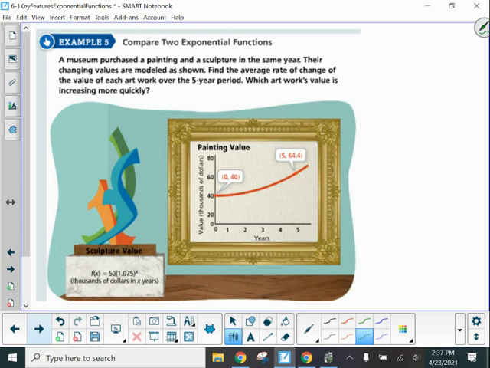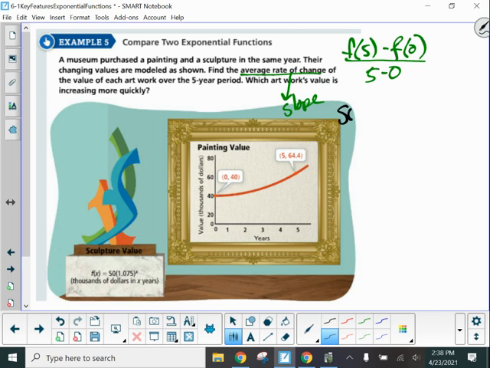It says find the average rate of change for the value of each artwork and which one is increasing more quickly. So which one is going to have an average rate of change that is faster. So for both of these, I'm considering f of 5 minus f of 0, and the whole thing is going to be divided by 5 minus 0. So average rate of change, remember that's simply slope.